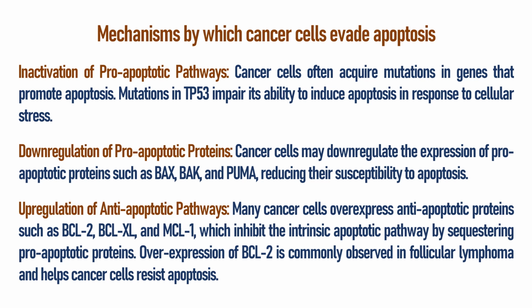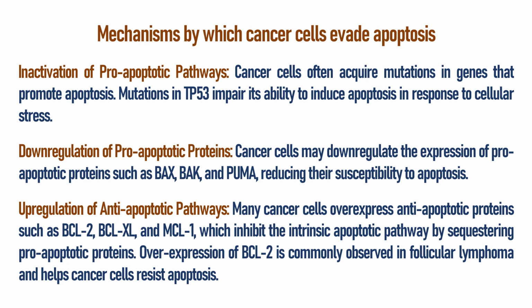Inactivation of pro-apoptotic pathways. Cancer cells often acquire mutations in genes that promote apoptosis. Mutations in TP53 impair its ability to induce apoptosis in response to cellular stress. Downregulation of pro-apoptotic proteins. Cancer cells may downregulate the expression of pro-apoptotic proteins, such as BAX, BAK, and PUMA, reducing their susceptibility to apoptosis.